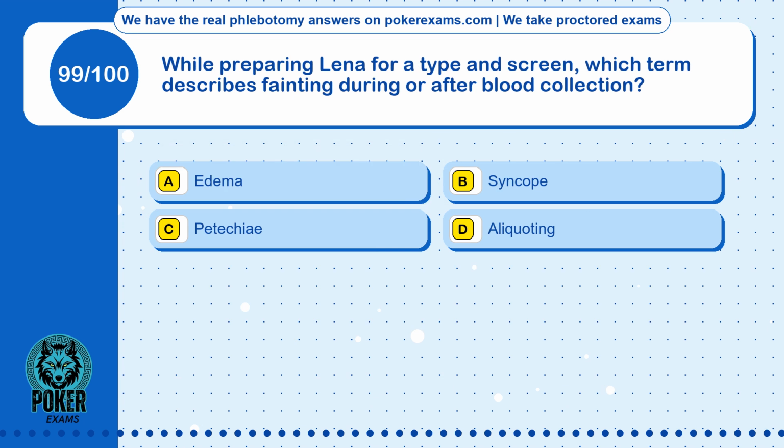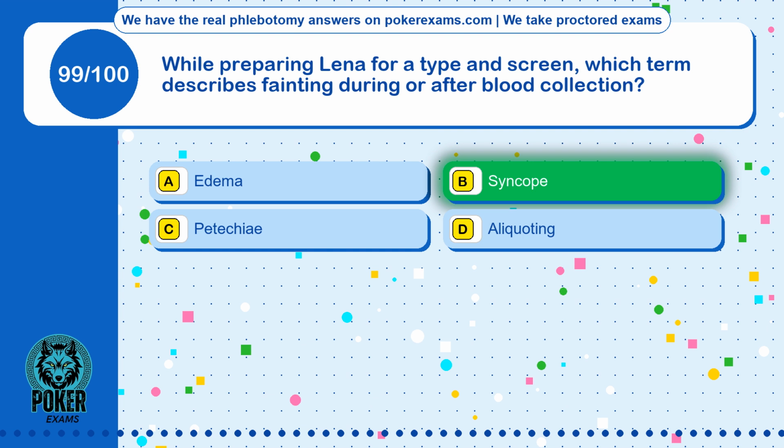Question 99. While preparing Lena for a type and screen, which term describes fainting during or after blood collection? Option A, edema. Option B, syncope. Option C, petechiae. Option D, aliquoting. The correct answer is option B.